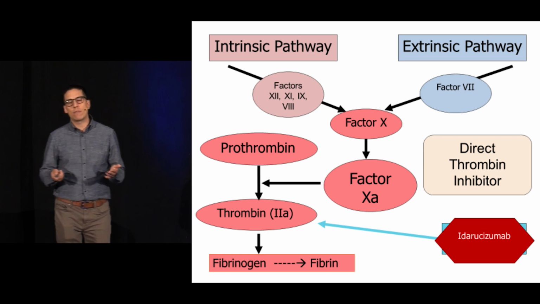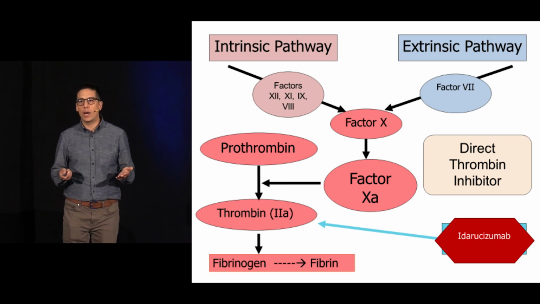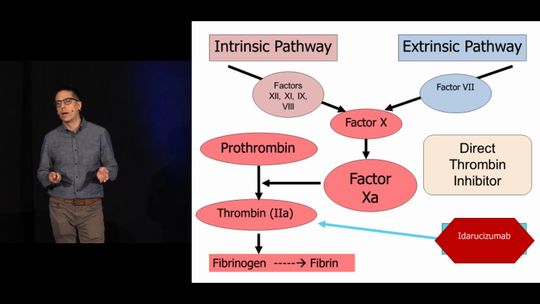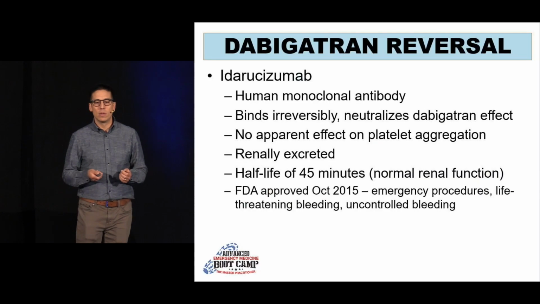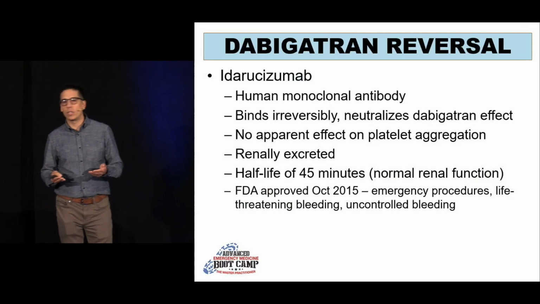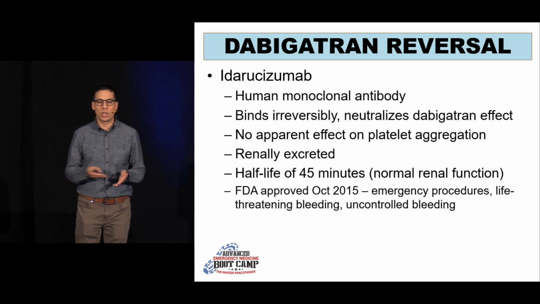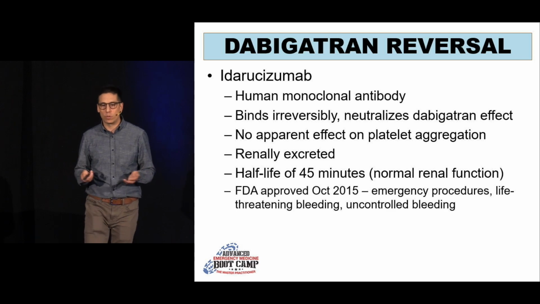Dabigatran, again, not very commonly used right now, but there is a monoclonal antibody to it called idarucizumab, or Praxbind, or in trials they called it dabifab. It binds irreversibly, it neutralizes dabigatran, it seems to work pretty well, doesn't seem to have an effect itself on platelet aggregation, which is nice, has a pretty short half-life if your renal function is normal.